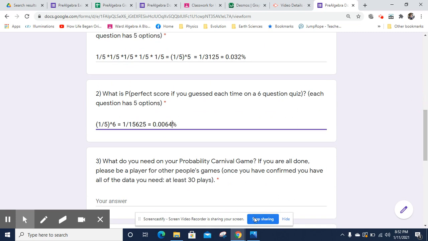So today we'll be working on the probability carnival data collection. Hopefully everyone will be able to get data collected, and then if you're all done, you can start on the brief write-up about the game.